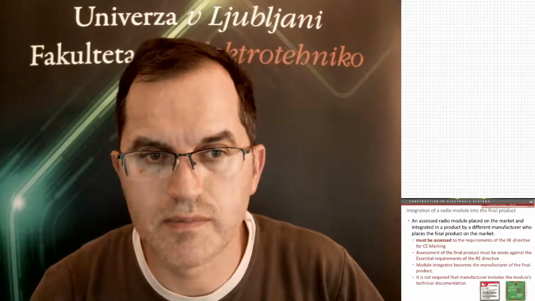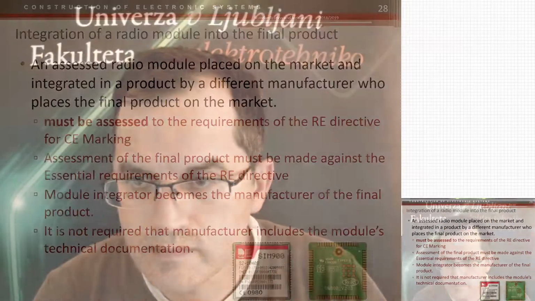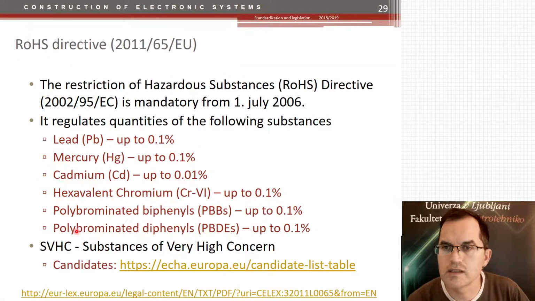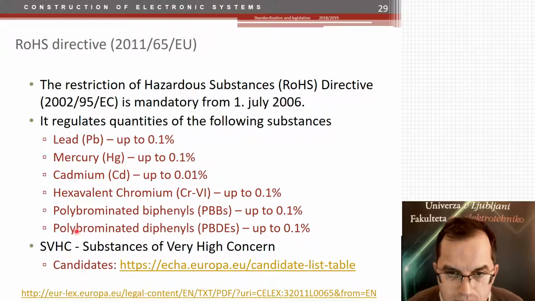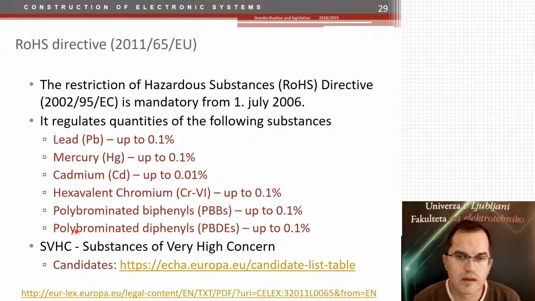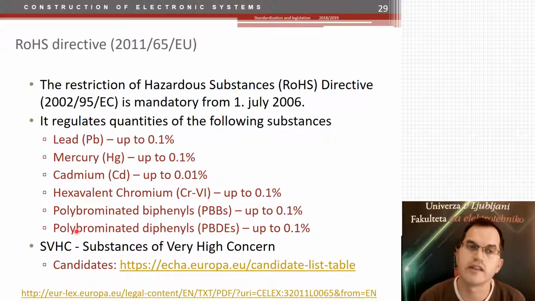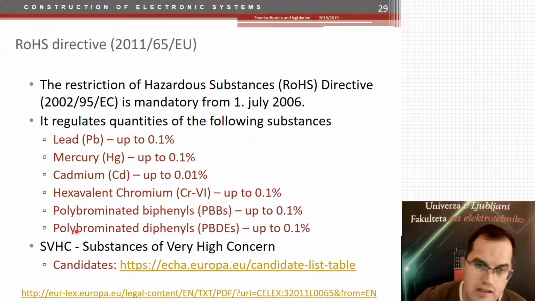All right, let's go to the last part. The last part of the talk is the RoHS directive, the restriction of hazardous substances. It's mandatory from the 1st July of 2006, and it regulates lead, mercury, cadmium, chromium, and some biphenyls and diphenyls. Now, there is also a list of substances of very high concern, which are then candidates to get on that RoHS list.